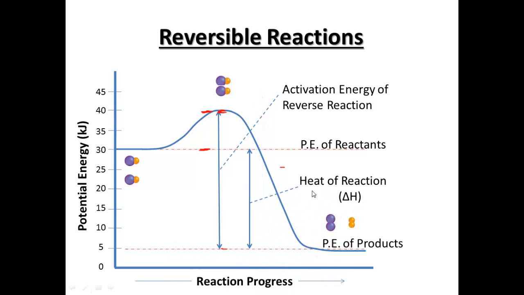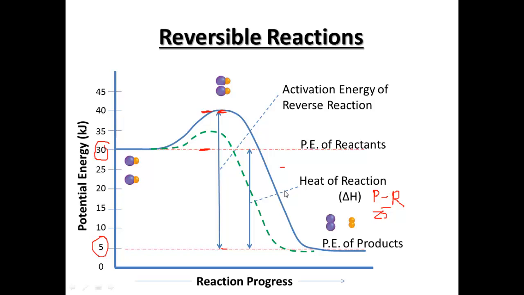Now, our heat of reaction, remember, is always the products minus the reactants. So the potential energy of our products and the potential energy of our reactants does not change whether we're going in the forward direction or in the reverse direction. Our potential energy of our reactants is still 30. Our potential energy of our products is still 5. So this will be 25 for both the forward and the reverse direction. The heat of the reaction is going to remain the same.